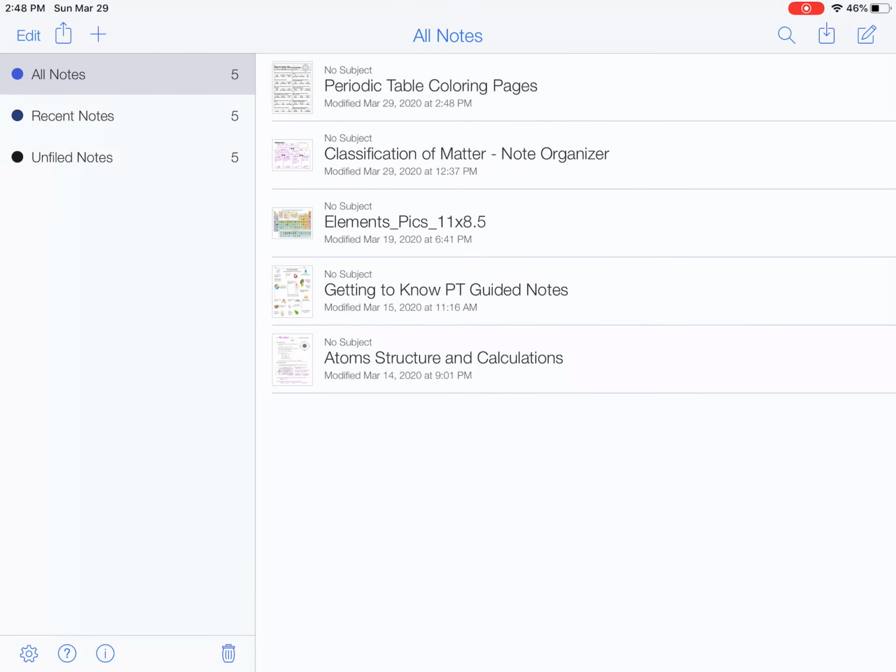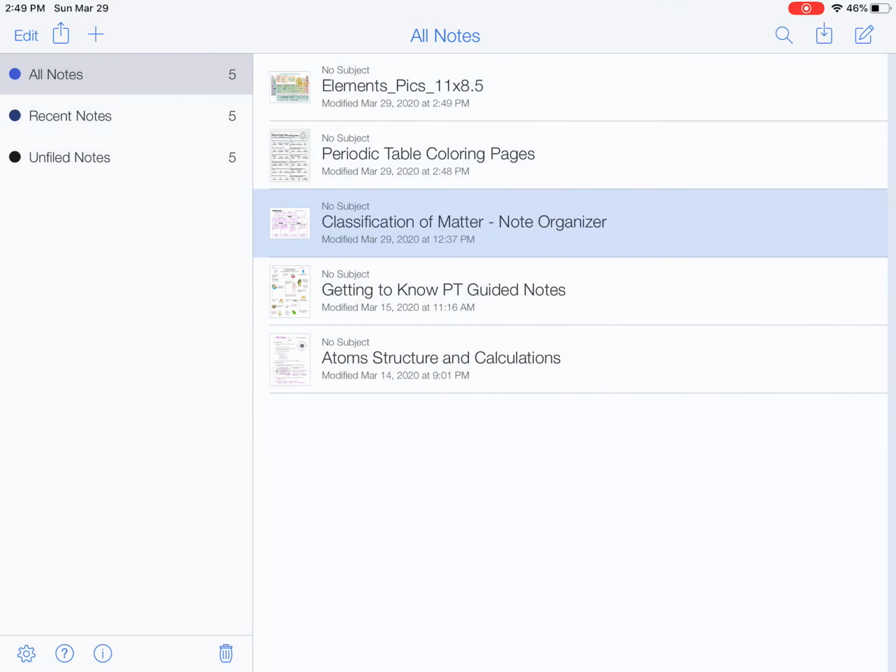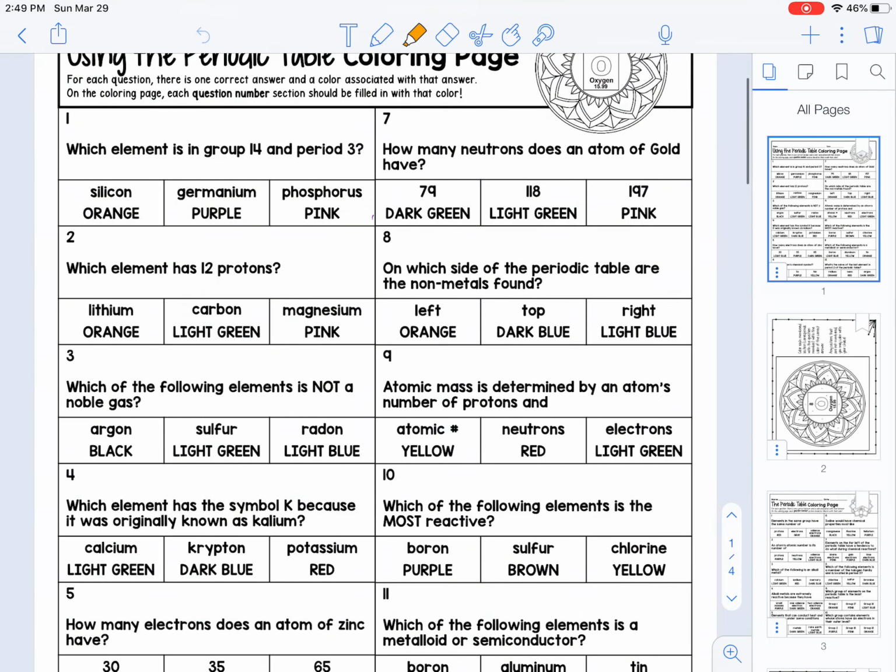So if I take a peek at my periodic table here, I need group 14, which is right here, and period 3. I'm going to see where period 3 and group 14 meet, and that shows me that it is silicon. So here, I'm going to use the orange for number 1. My next question, which element has 12 protons?